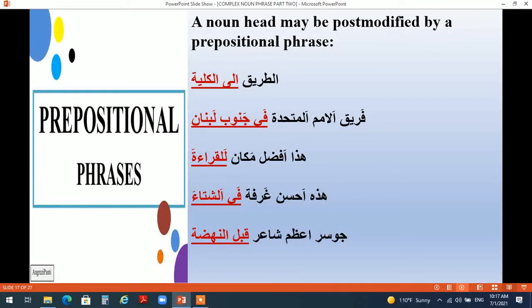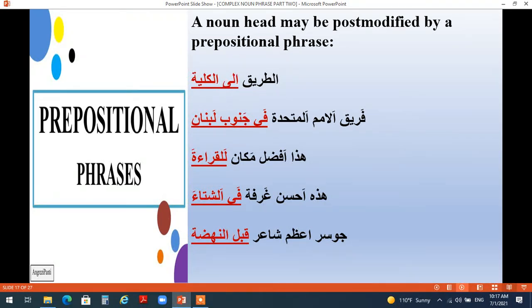هذا أفضل مكان للقراءة. للقراءة أيضا this is a prepositional phrase متكون من حرف الجر اللام والاسم القراءة. إذن this prepositional phrase is used as a post modifier for the noun مكان.